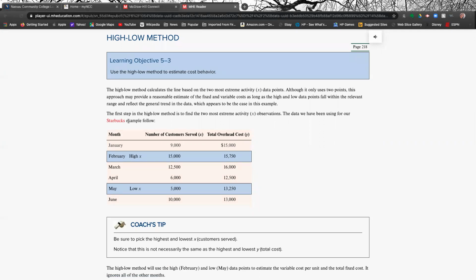So what you do is you list each month, the number of customers served and what the total overhead cost was. And you can see from this illustration, February was the high month. You served 15,000 customers during February, and the total cost was $15,750. The lowest month was May. You only served 5,000 customers, and your cost was $13,250.